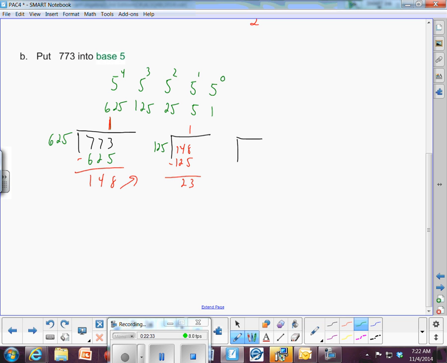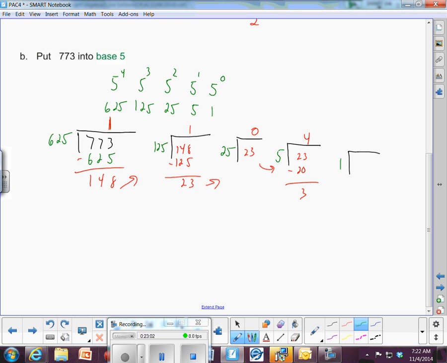What's next? The 25. All right, putting our 23 in. All right, that one's a 0, right? Doesn't go in at all. Ready for our next one. What's our next number? A 5. What goes in? Our 23. 5 goes into 23 4 times. 3 remainder. We're ready for our last one.